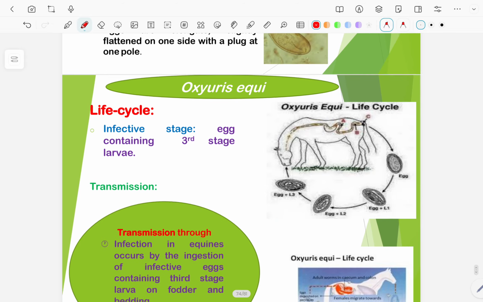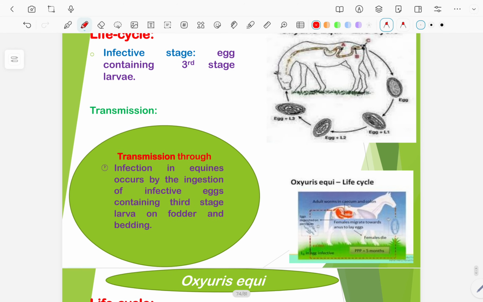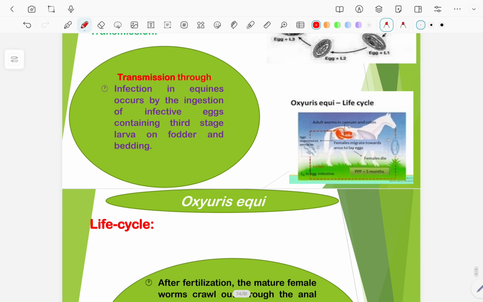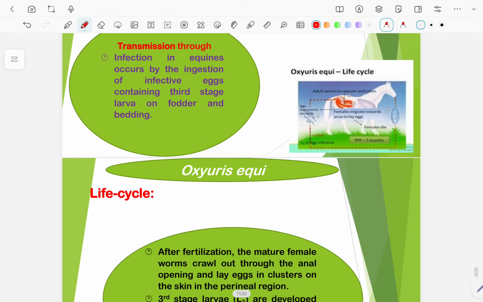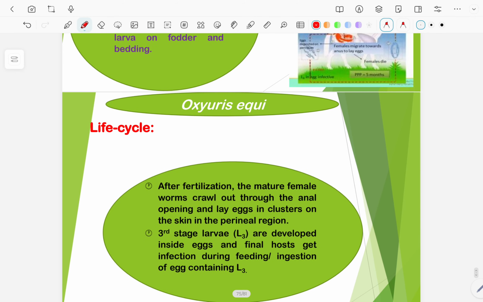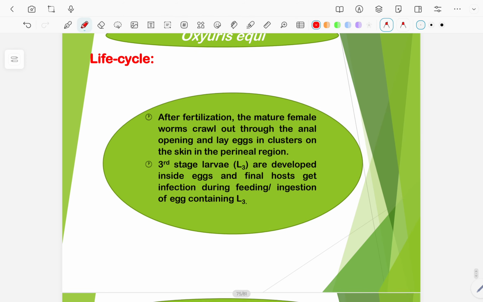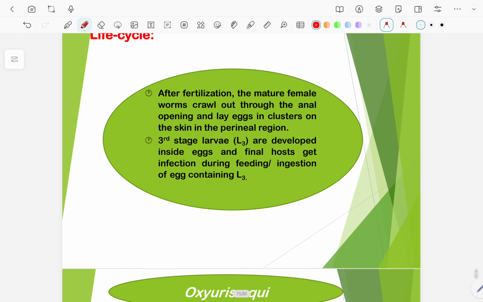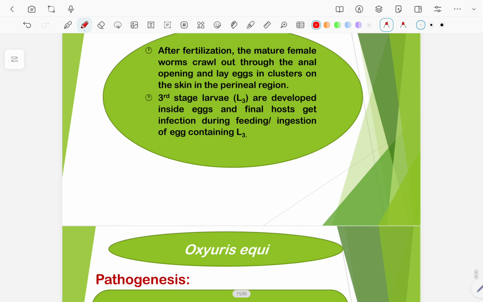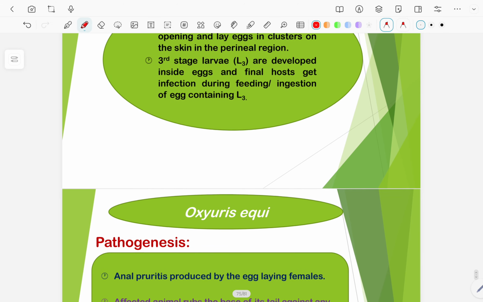Oxyuris equi life cycle. Infective stage: egg containing third stage larvae. Transmission in equines occurs by ingestion of infective eggs containing third stage larvae on fodder and bedding. After fertilization, the mature female worm crawls out through the anal opening and lays eggs in clusters on the skin in the perineal region. Third stage larvae, L3, develop inside the egg and the final host gets infected during feeding by ingestion of eggs containing L3.